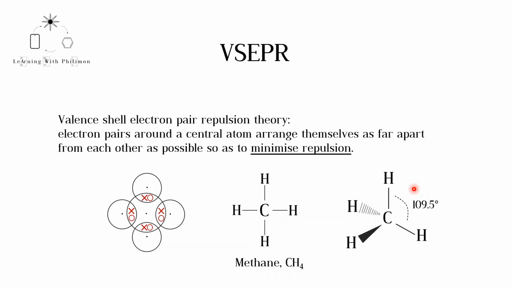VSEPR stands for Valence Shell Electron Pair Repulsion Theory. This theory states that electron pairs around the central atom arrange themselves as far apart from each other as possible so as to minimize repulsion.